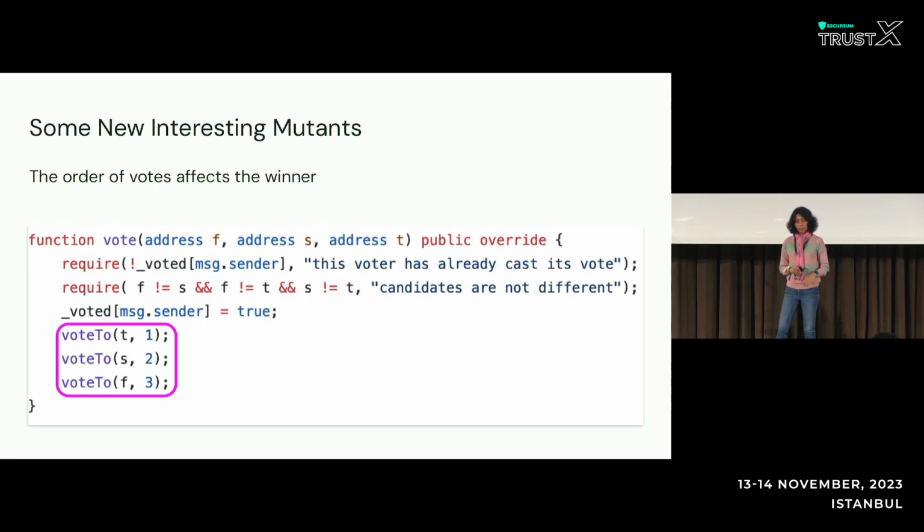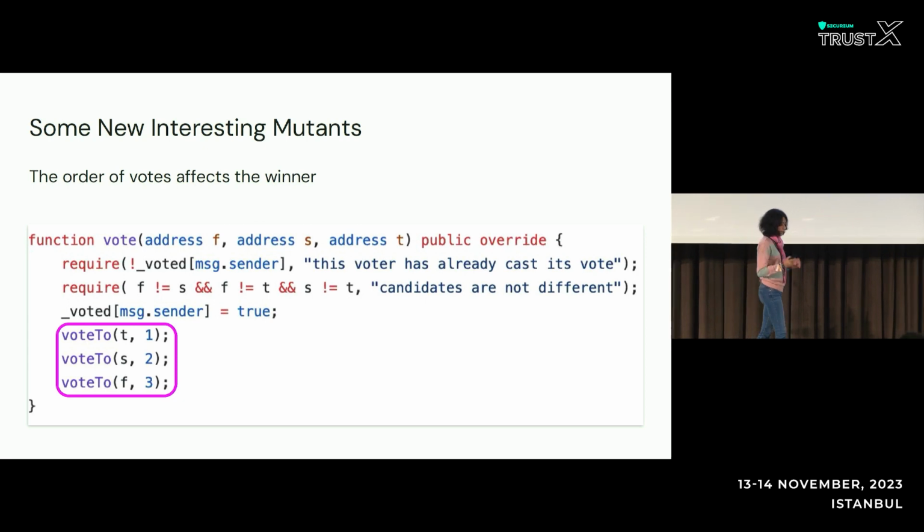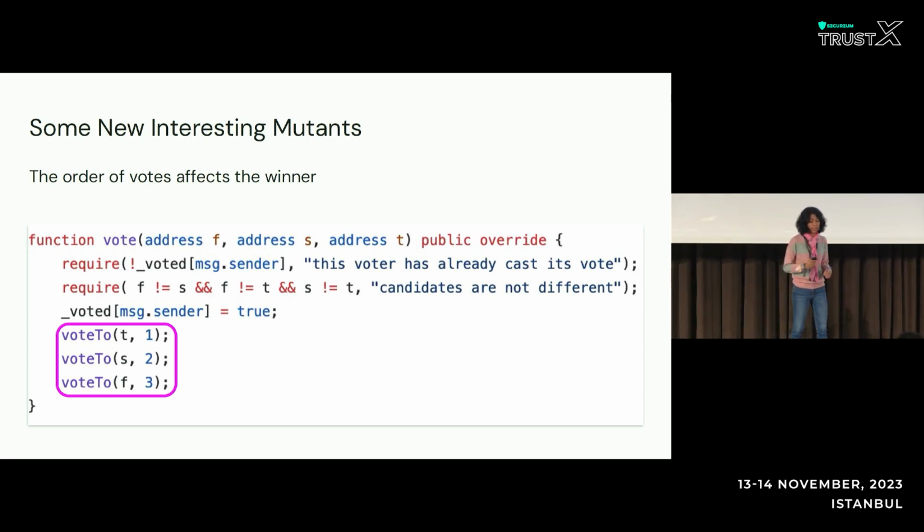Here's another one that we thought was interesting. Here, the order in which the votes are being given to the 3 addresses, first, second, third, has been changed. And it turned out that this also affected the result of the vote. So this was also bad.